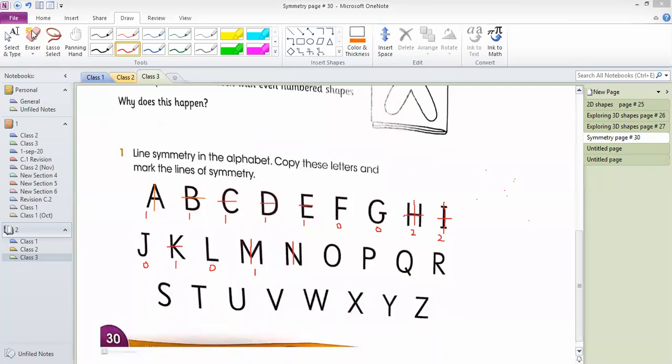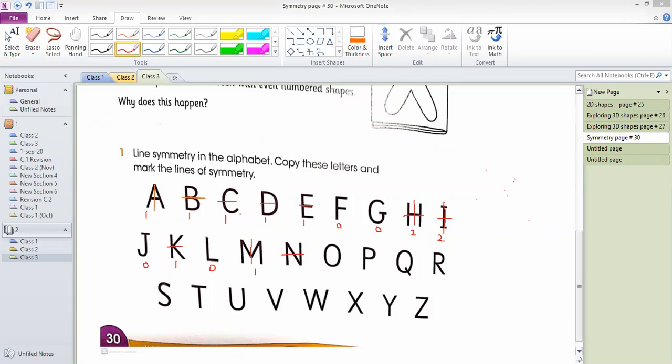Let's remove it and check with the horizontal line. Okay, this is horizontal. Now check. This part is the same as this part. If you fold it, will it be a perfect match? Both parts are the same as each other.